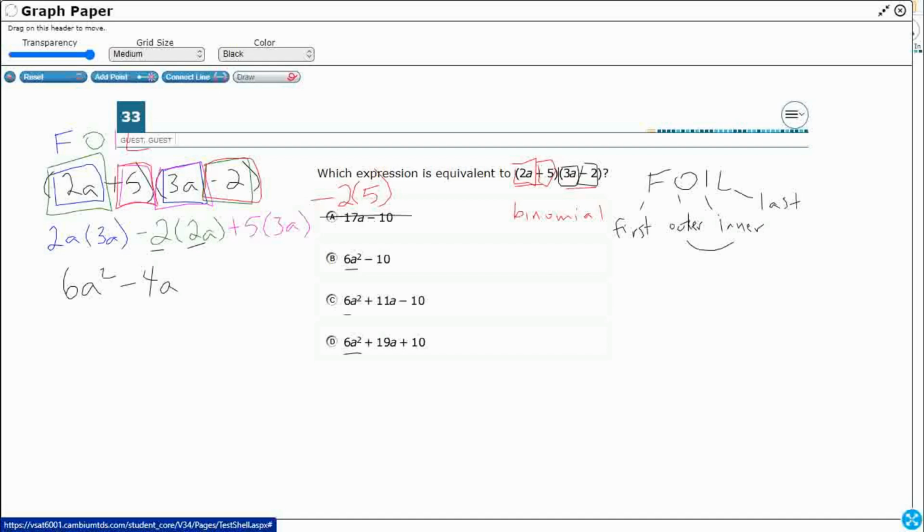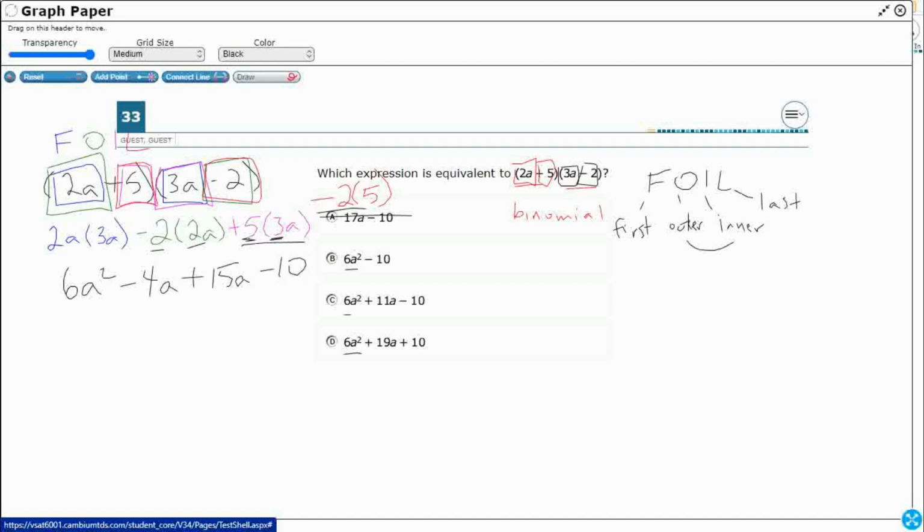Now I'm not looking for minus 4a yet because I'm going to grab another a right here, so I need to combine it. So this is going to be a positive, and then I'm just multiplying that 5 times that 3, that's going to be 15 times that a. And then I've got this final minus 2 times 5, that's going to be a minus 10.